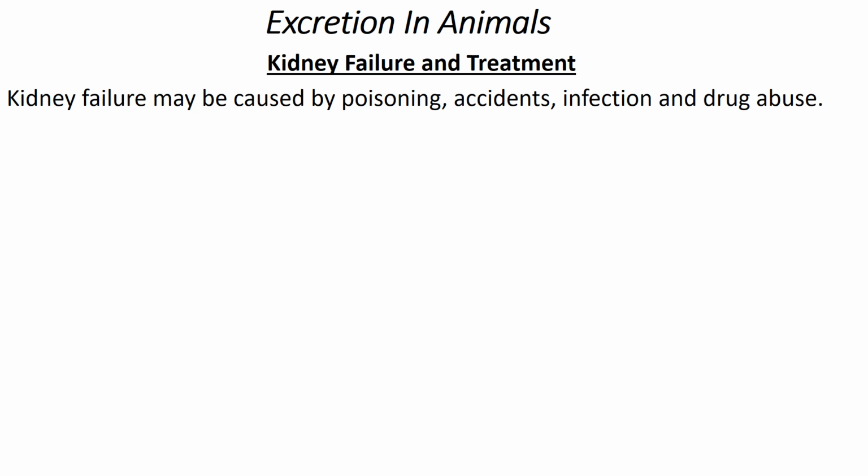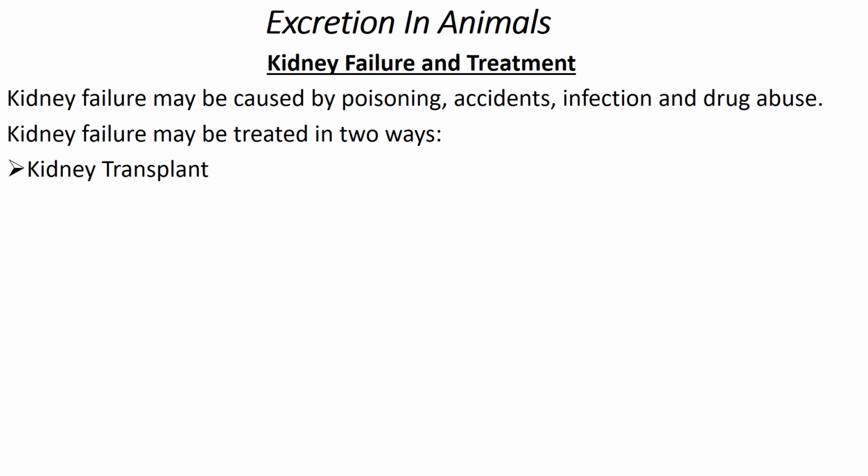So when a person has kidney failure, there are two treatments that can be done. The first one is called kidney transplant. The second one is called dialysis machine. So let's take a look at each of these two treatments.